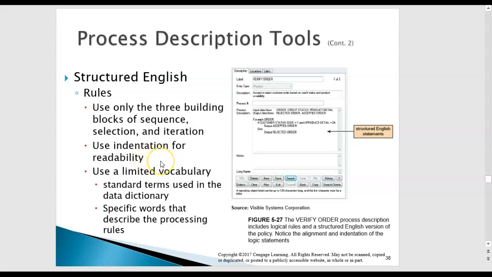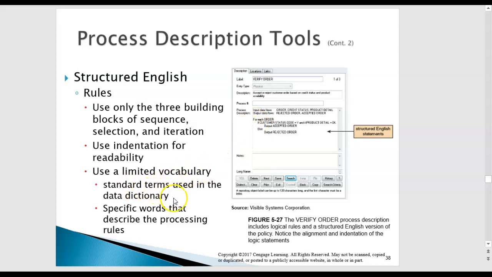Indentation basically helps you read the levels of the processes as well. Like we saw earlier, you could have a process 1, and then process 1.1 would be a sub-process inside of process 1. You could put the sub-process on a separate line and indent it so that it can be seen that this is a process of the overall broader level of the process.